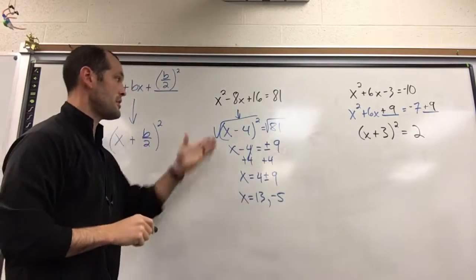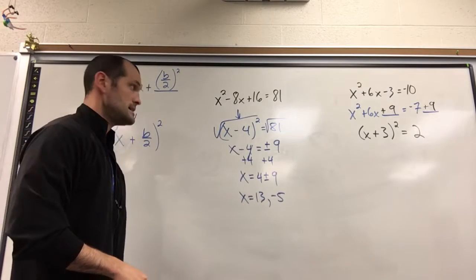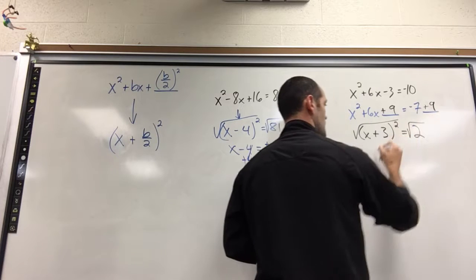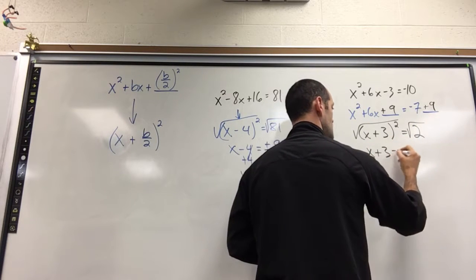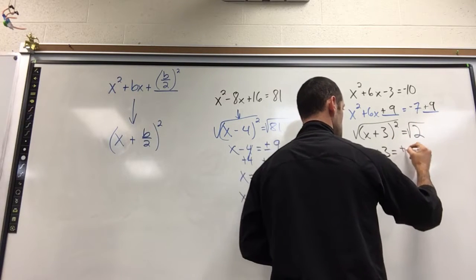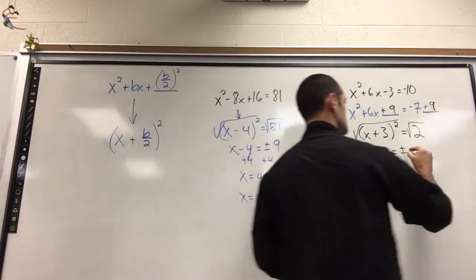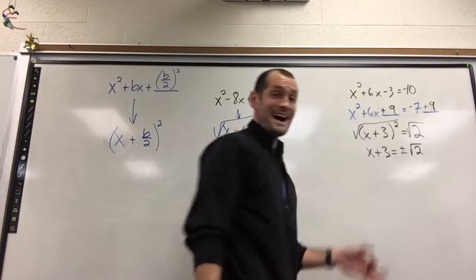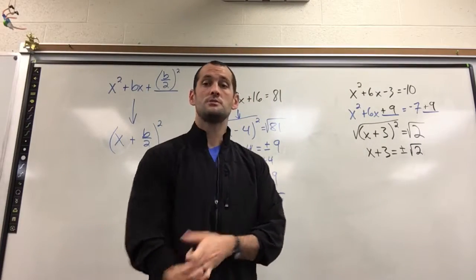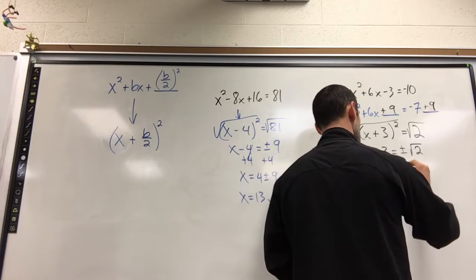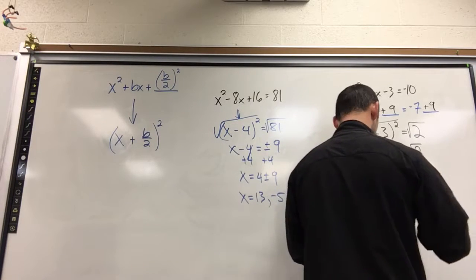Now it's looking very familiar to what we just had. Same step, I'm going to square root. I get x plus 3 equals, whenever you square root, we got the plus or minus square root of 2. That doesn't break down. That's okay. It stays square root 2. I still need to isolate my variable, so I subtract the 3. I get x equals -3 plus or minus square root 2.